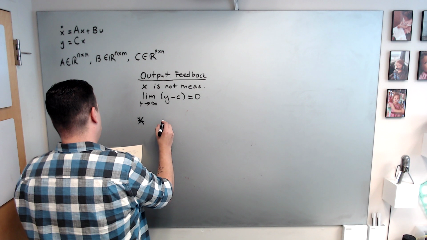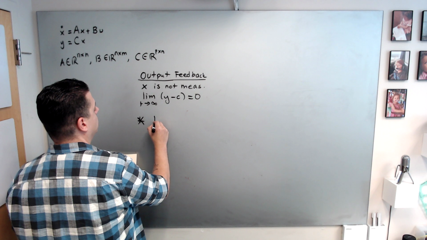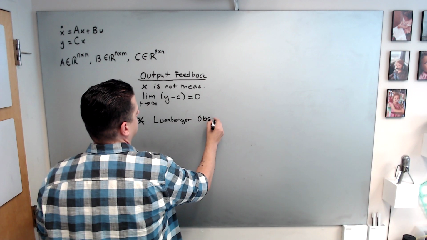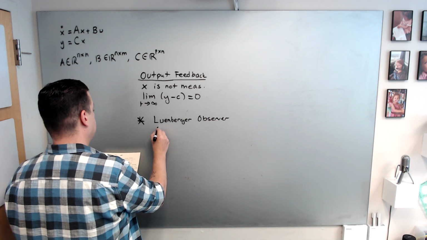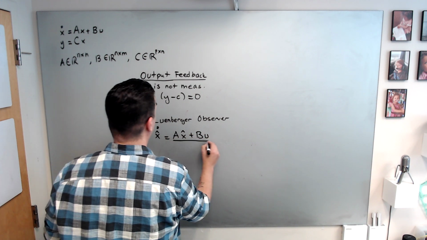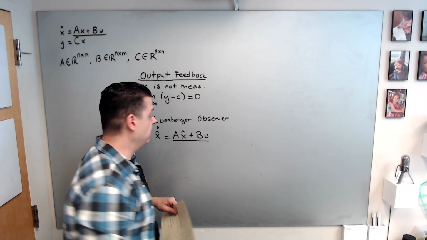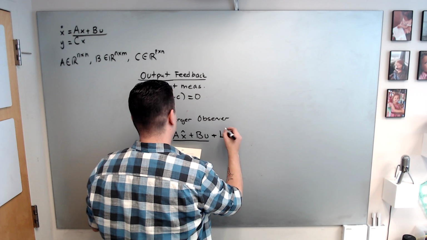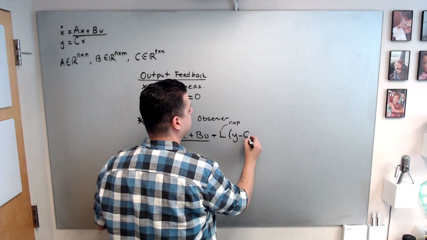So basically, before even doing that, we need to have an observer, a Luenberger observer, to estimate the state. X hat dot equals A X hat plus BU. This is the copy of the system with X replaced with X hat because X is not available, plus the Luenberger gain L, which is an n by p matrix, times Y minus C X hat.